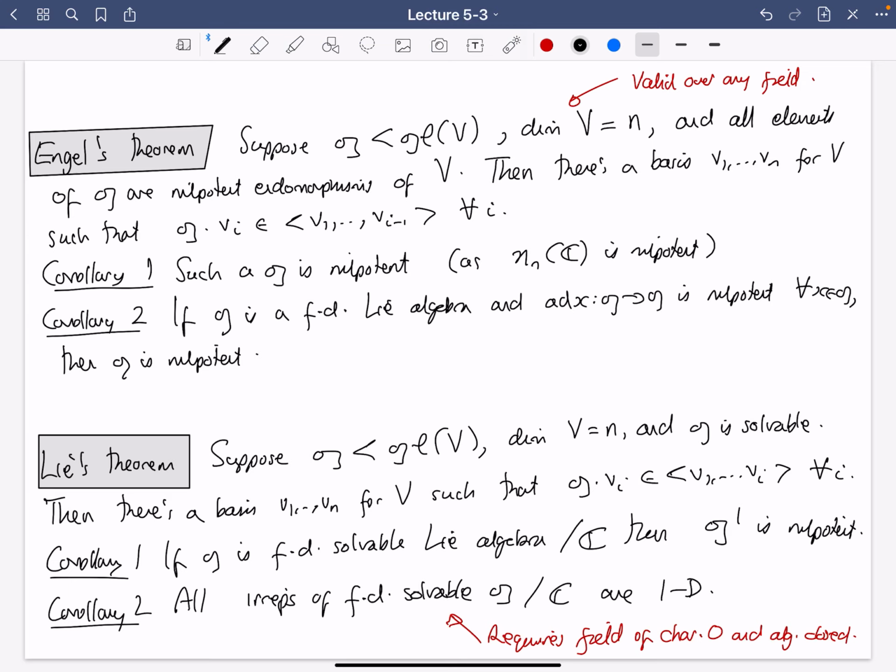So I've left the proofs of Engel's theorem and Lie's theorem until today. I've written out again the statements of the two theorems, and so most of the work today is going to be proving these. Actually, as I was looking at the statements, I realized I stated corollary 2 to Lie's theorem incorrectly.